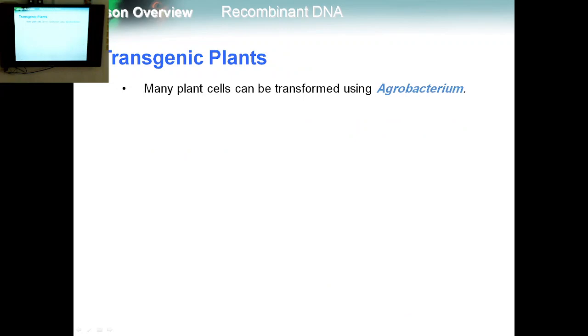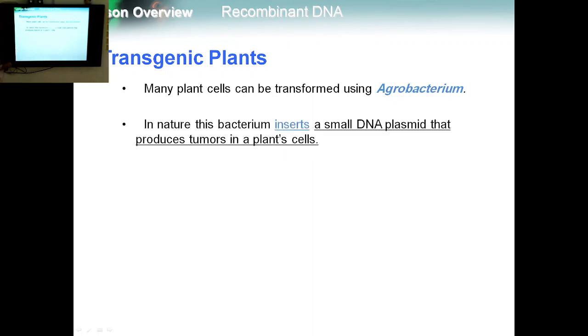Many plant cells can be transformed using Agrobacterium. Agrobacterium is a specific bacterium for plants. In nature, this bacterium inserts a small DNA plasmid that produces tumors in a plant cell. So the main function of this bacterium is producing tumors. So once the bacterium produces a tumor in the plant, its size will increase, okay?